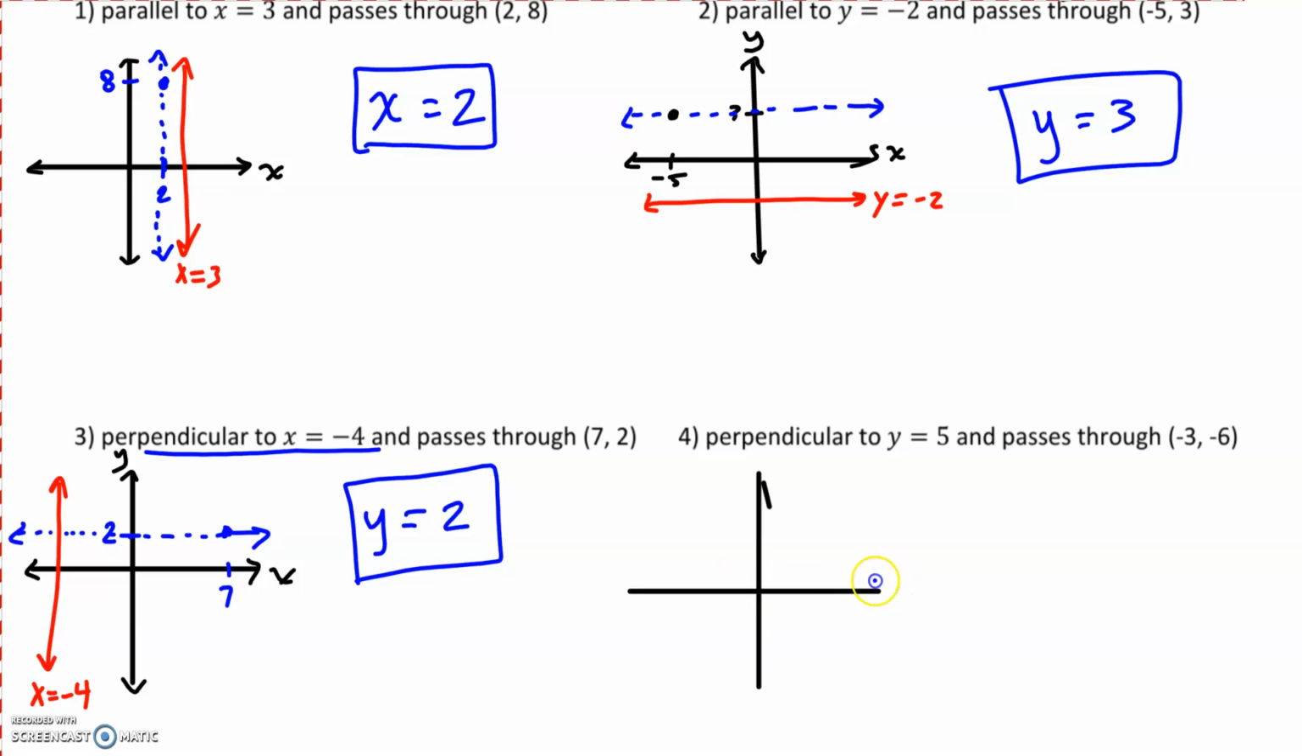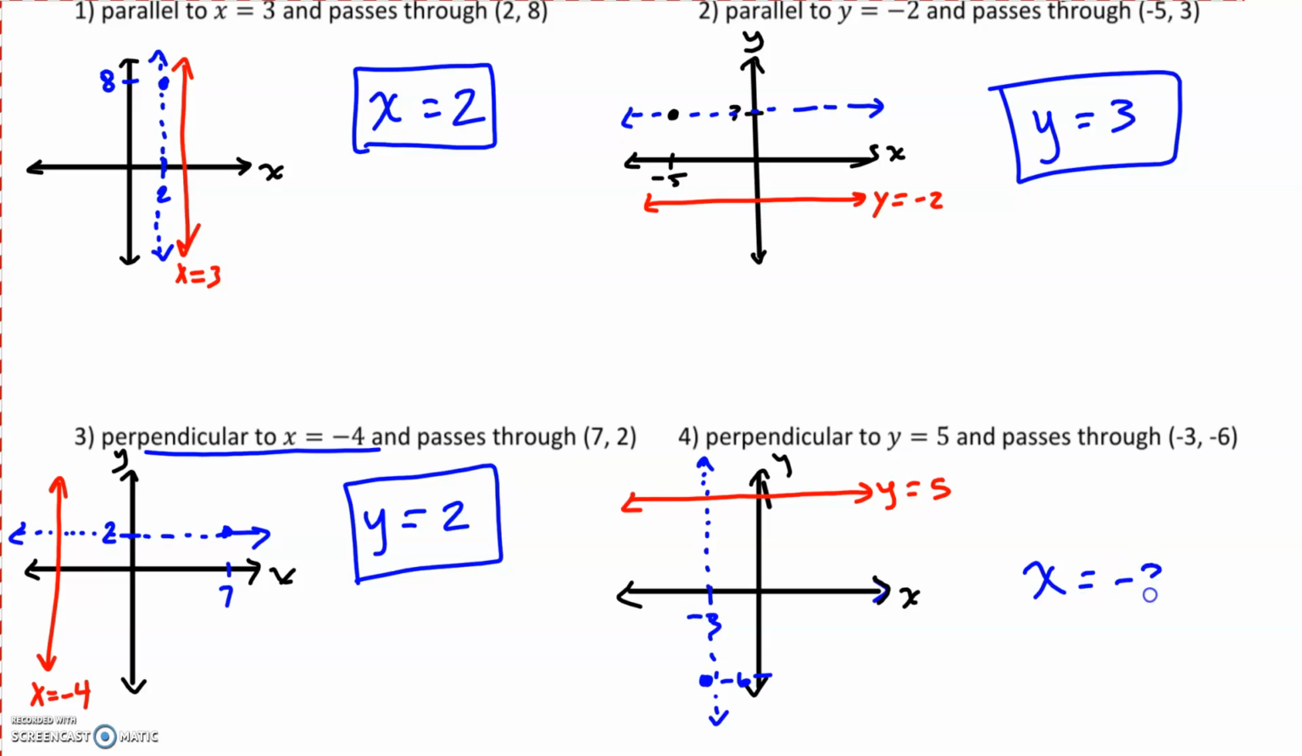So I'm going to put on my arrows. Okay, my line is going to be perpendicular to y equals 5. So y equals 5 would be a line going through the y-axis at 5. It passes through (-3, -6). So (-3, -6) is going to be in the third quadrant. My new line is perpendicular to y equals 5. And my new line goes through the x-axis at -3.